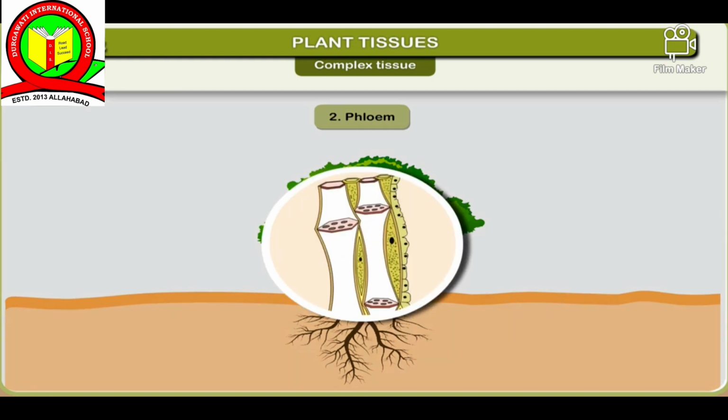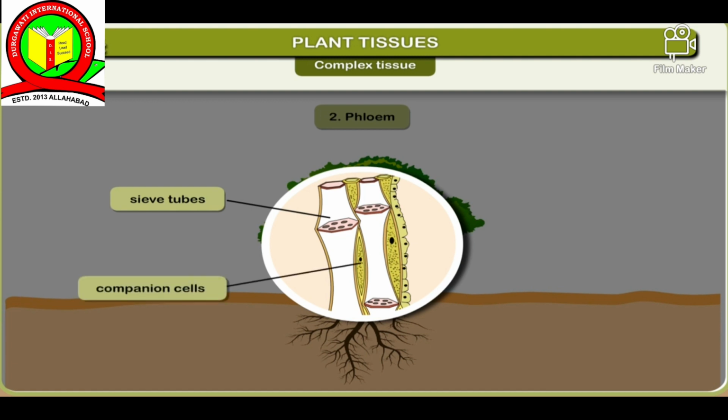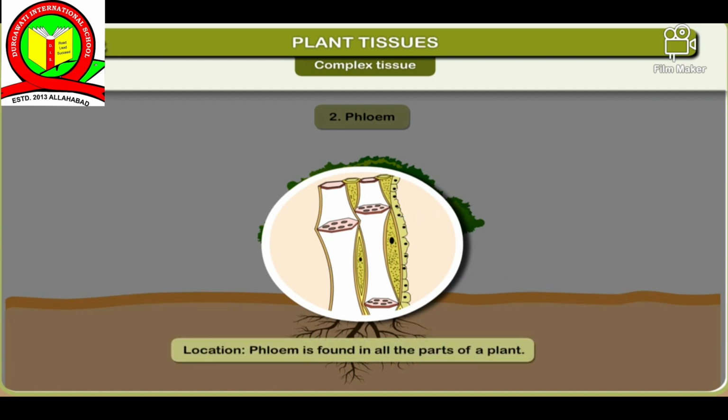These are thin-walled tubular cells made of sieve tubes. They are elongated living cells with perforated cross walls. They have companion cells, thin-walled living cells which are attached laterally to the sieve tubes. Then phloem parenchyma, these are living cells. There are phloem fibers which are dead cells. Location of phloem: phloem is found in all parts of the plant.